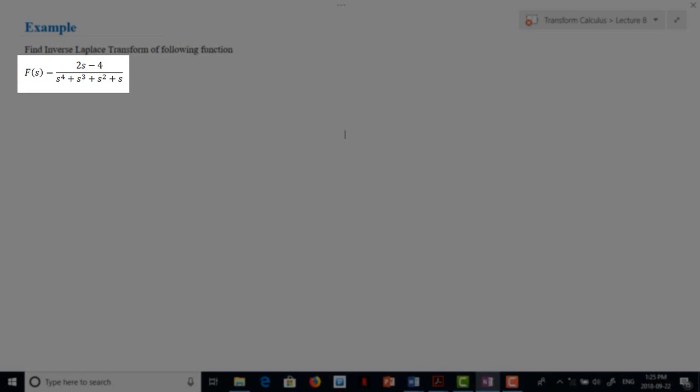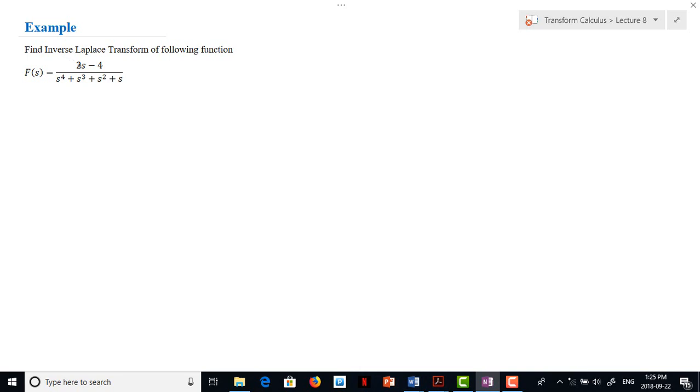F(s) is equal to (2s minus 4) divided by (s to the power of 4 plus s to the power of 3 plus s squared plus s). So we have a polynomial in the numerator and a polynomial in the denominator. The degree of the numerator is 1, and the degree of the denominator is 4. As a result, the degree of the numerator is less than the denominator, so we can use partial fraction decomposition to find partial fractions and then find the inverse Laplace of the functions.